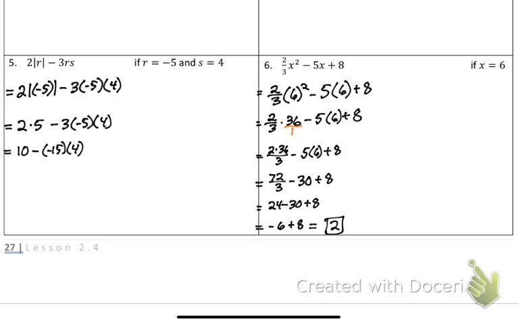What happens if we subtract a negative? It's going to be a positive. So you see those two negatives that are back to back, right? Those need to turn to a positive. So I'm going to circle both of them. And I'm now going to have 10 plus that 15 times 4.